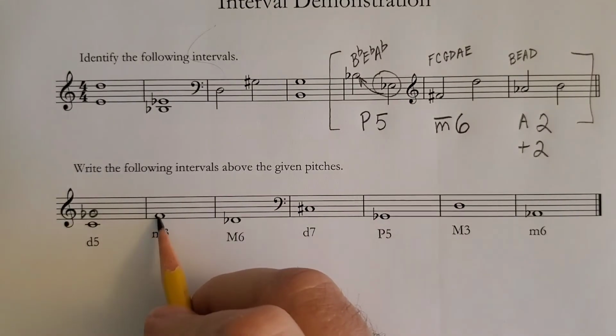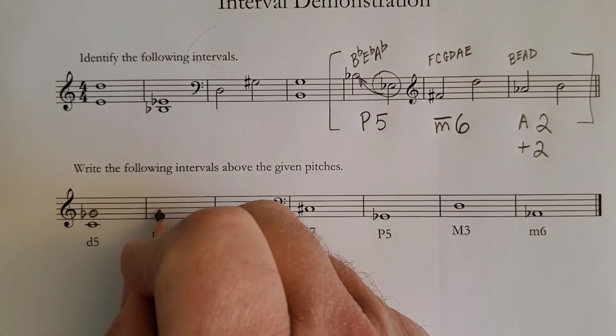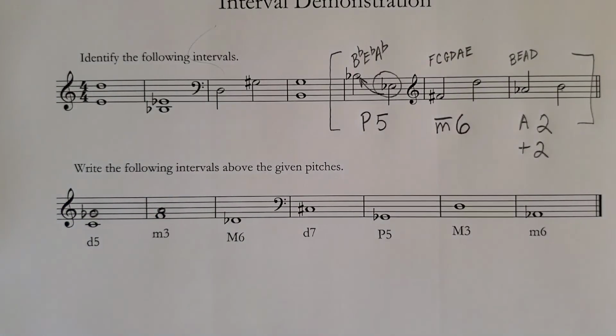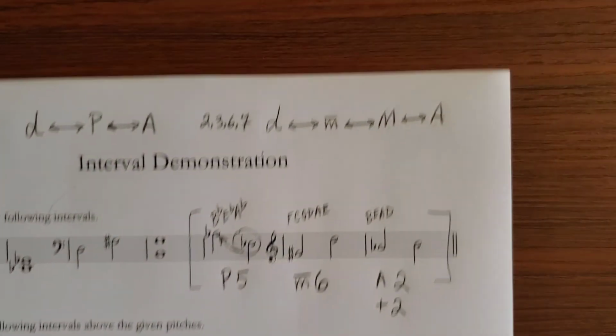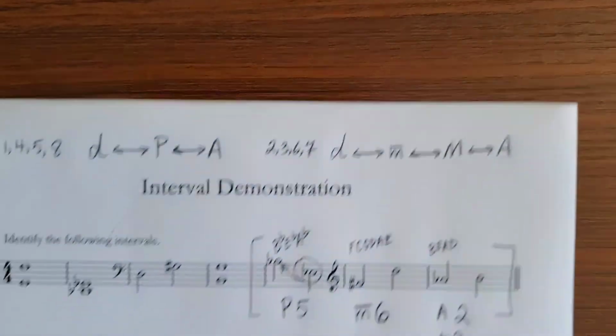Next one's a minor third, and we're given an F. What's the third above F? F, G, A. Some kind of A. All right, if you're thinking the scale of F major, you know that in F major there's only a B flat, so F to A is major. F to A flat would be minor.